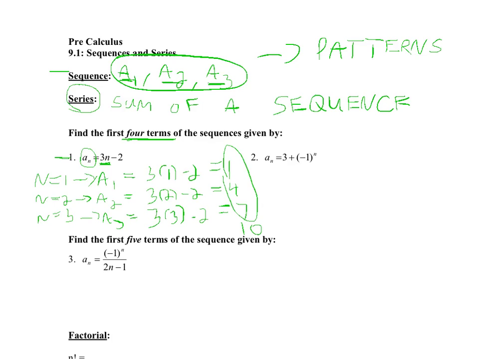So if you plugged in n equals 4, I'll squeeze this in. It's 3 times 4 minus 2. And 12 minus 2 is 10. So real easy. So 1, 4, 7, 10, they're the first 4 terms of the sequence.